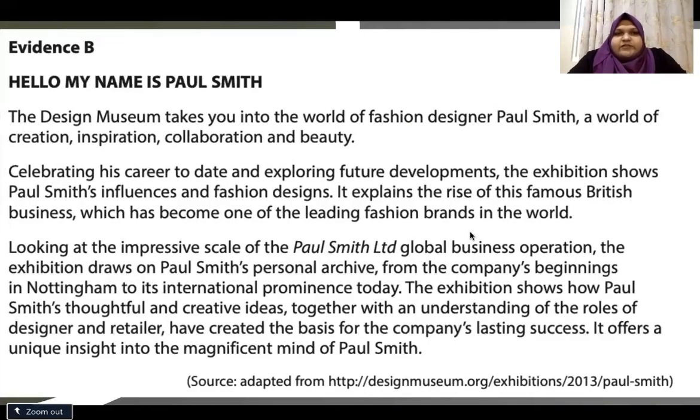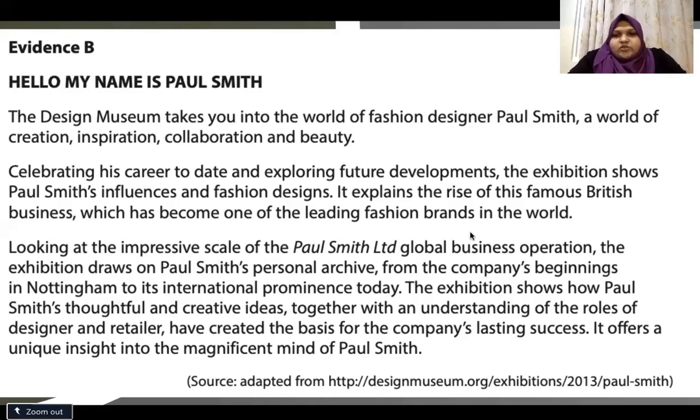The Design Museum takes you into the world of fashion designer Paul Smith, a world of creation, inspiration, collaboration, and beauty. Celebrating his career to date and exploring future developments, the exhibition shows Paul Smith's influences and fashion designs. It explains the rise of this famous British business, which has become one of the leading fashion brands in the world. Looking at the impressive scale of Paul Smith's global business operation, the exhibition draws on Paul Smith's personal archive, from the company's beginnings in Nottingham to its international prominence today.